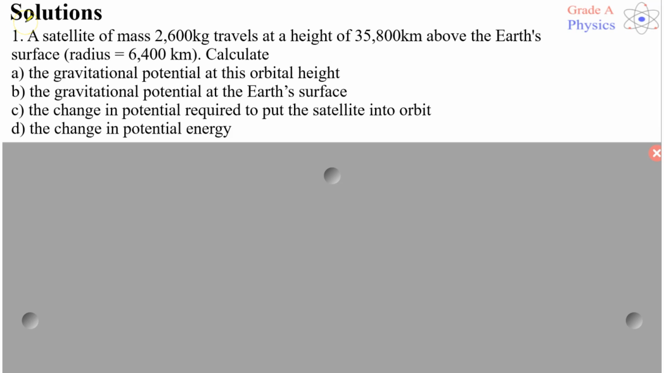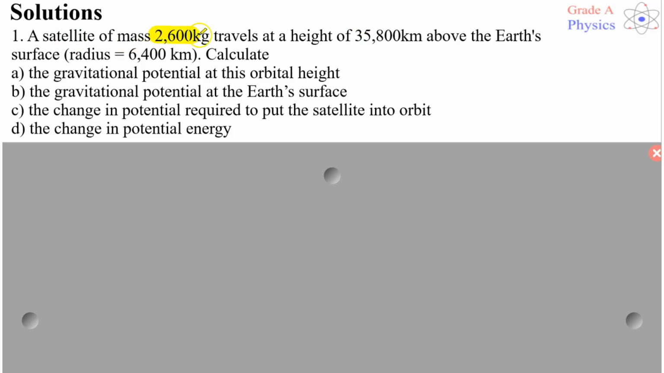These are the solutions to the gravitational potential questions. As I mentioned in the tutorial, these can cause a lot of problems in the exam in terms of the language used, and the formula can be quite tricky. And there's usually a lot of information in the questions.